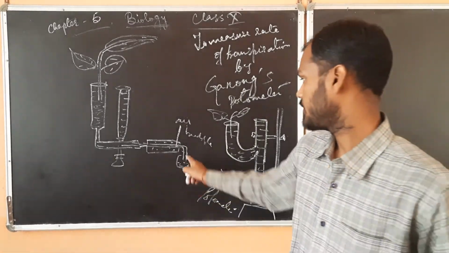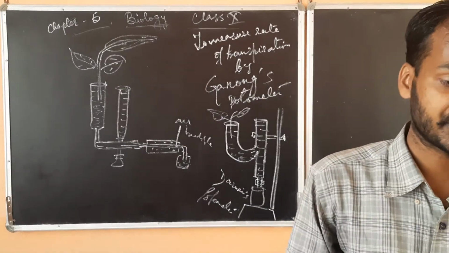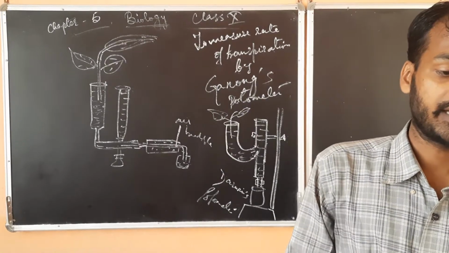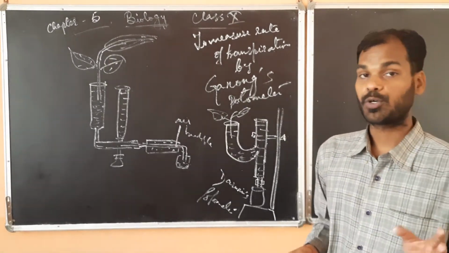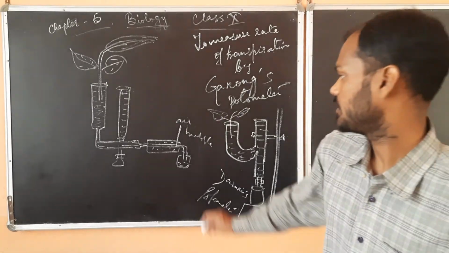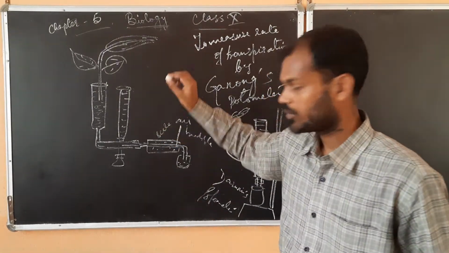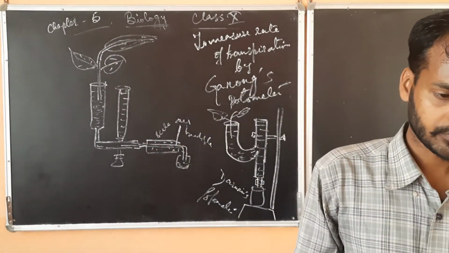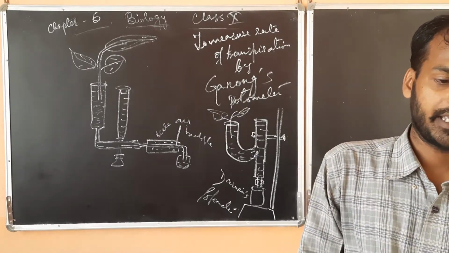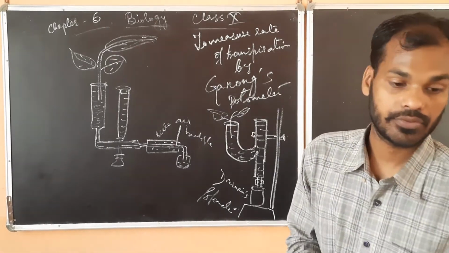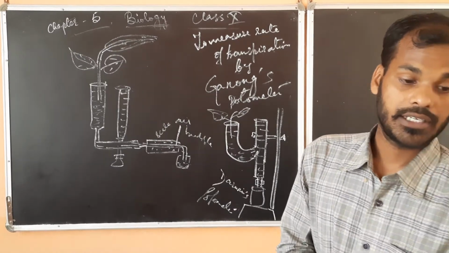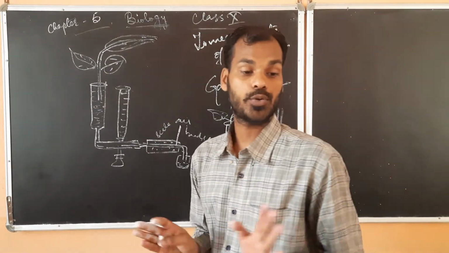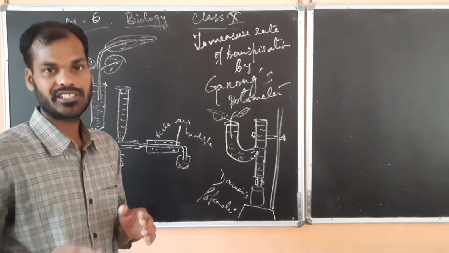The initial position of the air bubble is measured and kept in consideration. The apparatus is left undisturbed for some time. Now the final position of the air bubble is noted, and the time is also noted. This is your scale. So the distance travelled by the air bubble will give a rough estimate of the rate of transpiration. It is based on the assumption that the amount of water absorbed is almost equal to the water transpired. So this is the assumption.